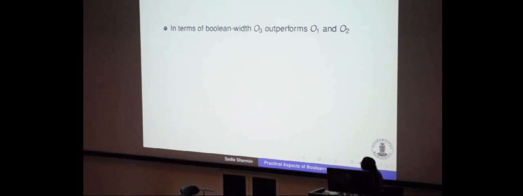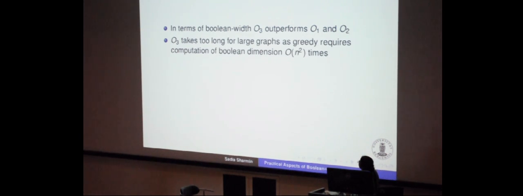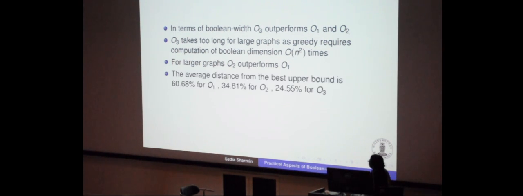So how we compare? In terms of Boolean width upper bound, the greedy one, the least Boolean dimension, this outperforms the other one. But it takes too long as it requires computation of Boolean dimension and share time. And for larger graphs, that's why we use only the other two orderings. And the ordering also outperforms the O1, and the average distance from the fixed up or down is 60% for O1, 34% for O2, and 24% for O2.